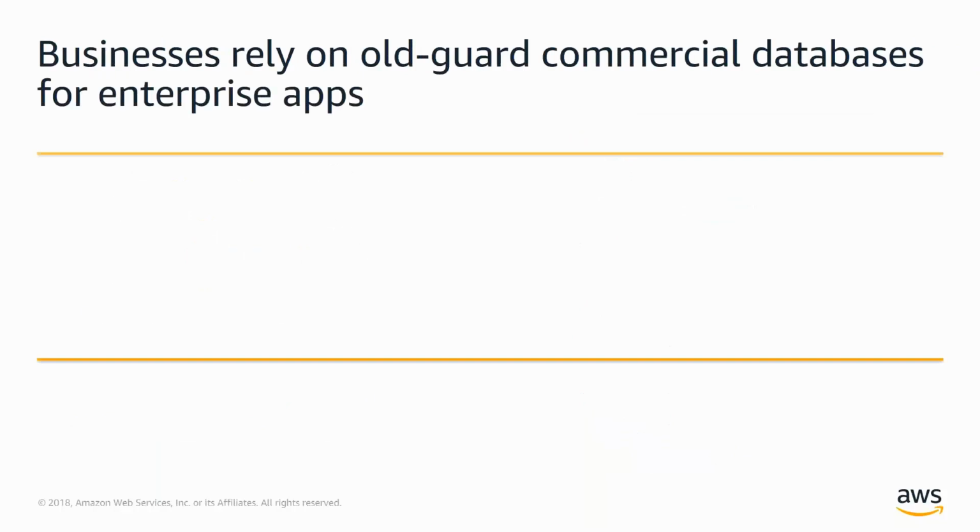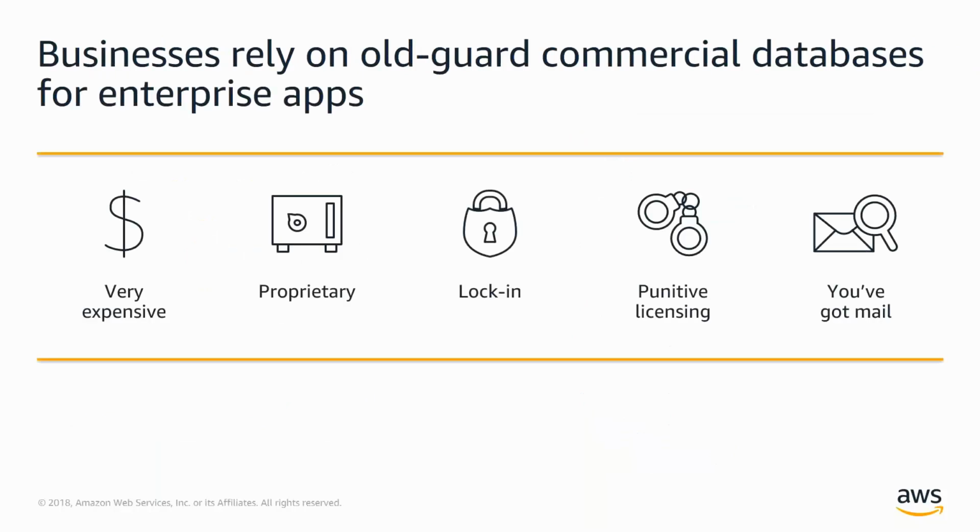And today, a lot of businesses rely on old guard commercial databases for enterprise applications. While these old guard commercial databases work well generally, there are some drawbacks. First, of course, they're oftentimes very expensive, right? You want to launch a new application, you have a new idea, and one of the first things you have to do if you want to use one of these databases is go out and buy licenses. Those licenses are expensive. Maybe you decide you don't need that database. You've already sunk the cost into buying a license. And so, that can be problematic, right?